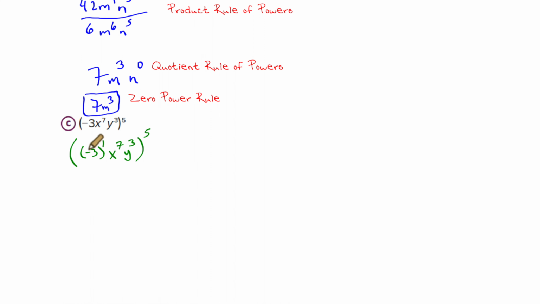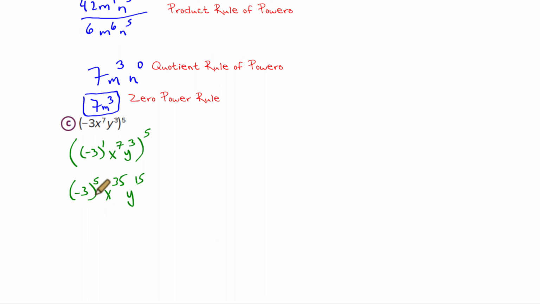So now what? Let's use our powers to powers rule. Okay, I can multiply that up. So this is the same as we have -3, and then we do 1 times 5. That's 5. And then we have x to the 7 times 5, so that'd be x to the 35. And then y to the 15 using the same rule.